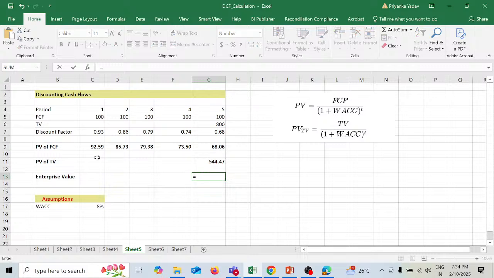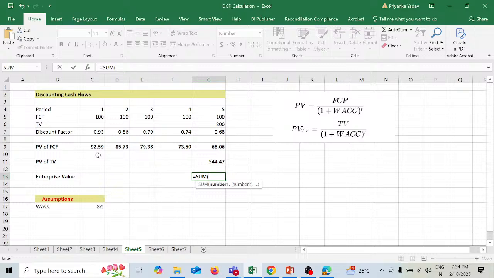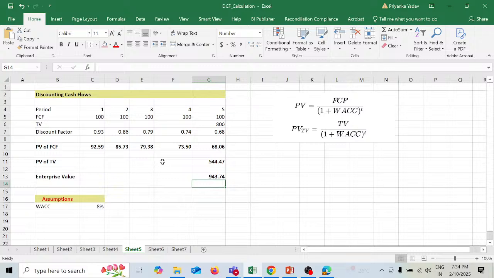which is equal to, you can write here as sum, select the entire thing over here. Fine. So we're adding up the present value of future cash flows with the terminal value. So that comes out to be 943.74. This is your discounting cash flow.